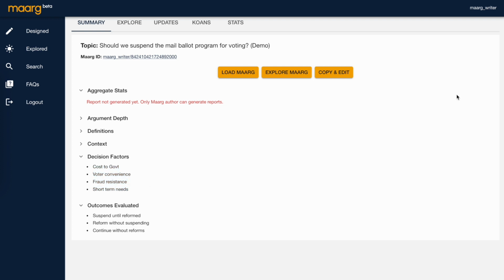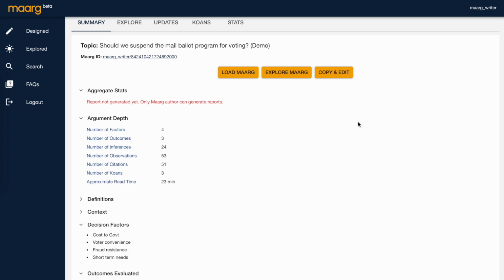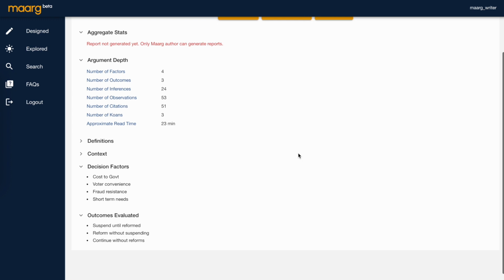Unlike other media platforms, on Maarg, writers share a structured thought process behind the decision, not the decision itself. A good Maarg, therefore, is not about popularity, but instead the depth of the arguments and the quality of research. Because Maarg is a text-based, unmoderated platform, on this summary page, you can preview the quality of this Maarg before exploring it any further. Well-written Maargs will have evaluated all the options using as many practical factors as possible.